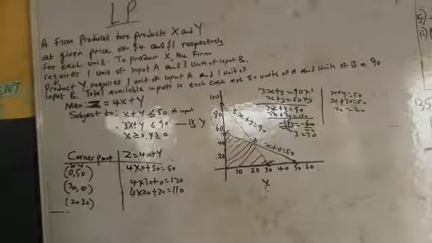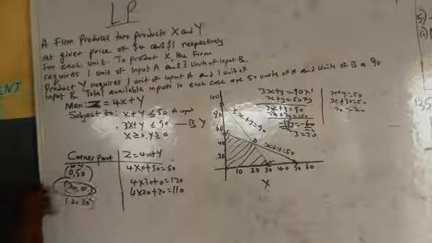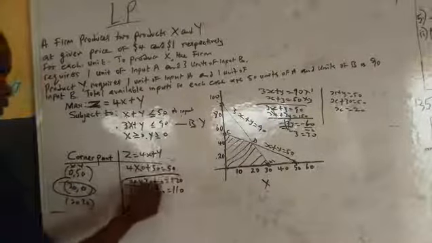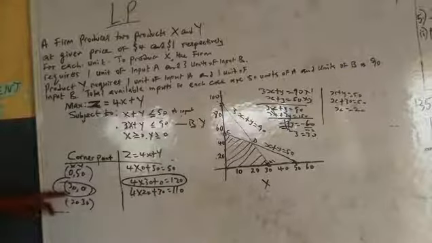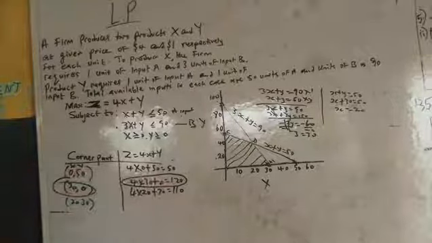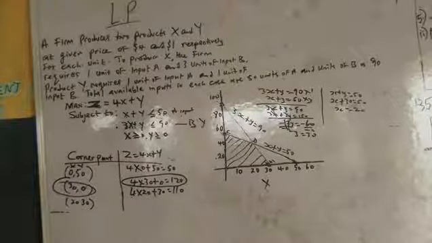So which one gives us the highest? This one gives us the highest. So if you can produce 30 of x and 0 of y, that is when we are going to get the highest revenue.